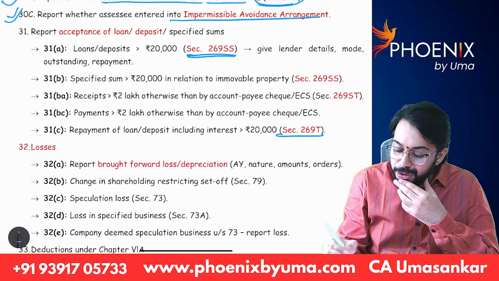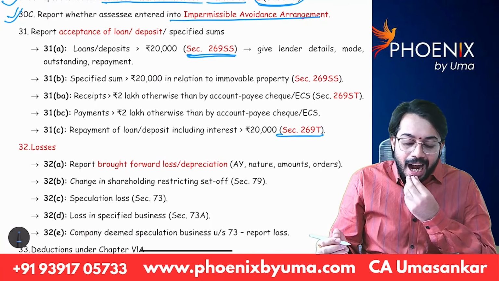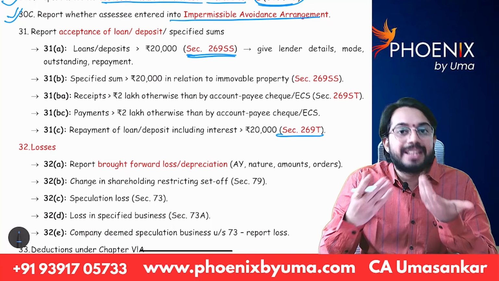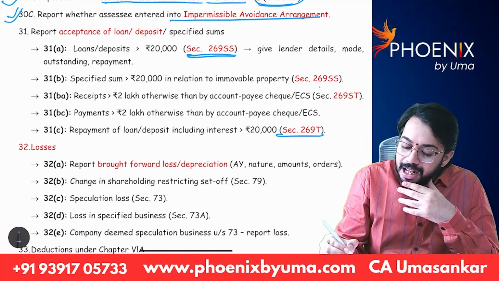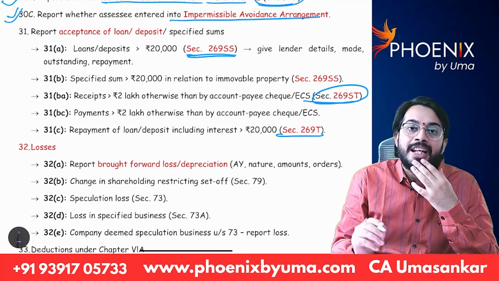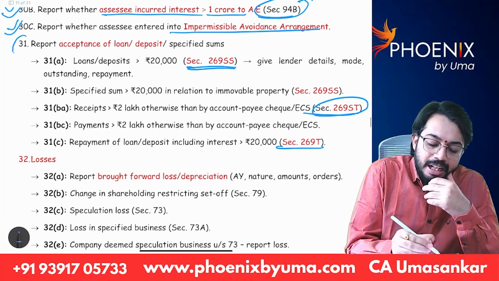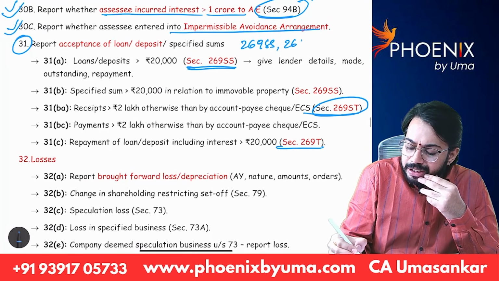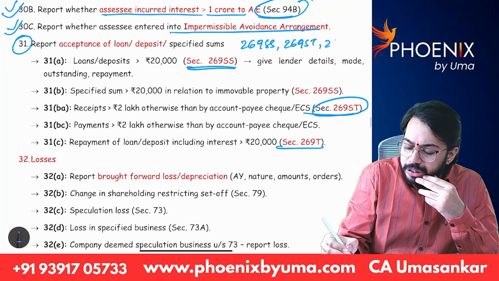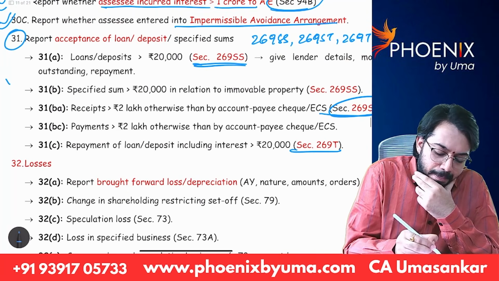We have discussed this in 269T. And whenever you are doing business, you should not take cash of more than 2 lakh rupees. That is to be disclosed under 269ST. So clause 31 is all about 269SS, 269ST, 269T. Very, very important.